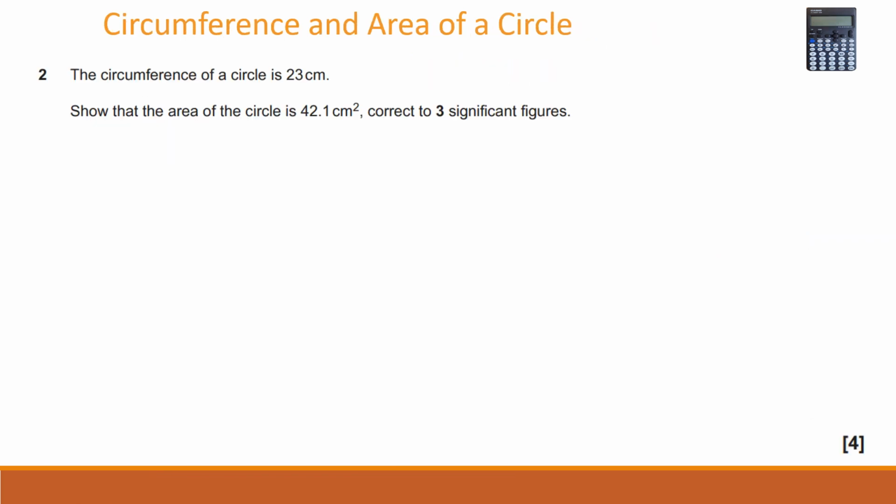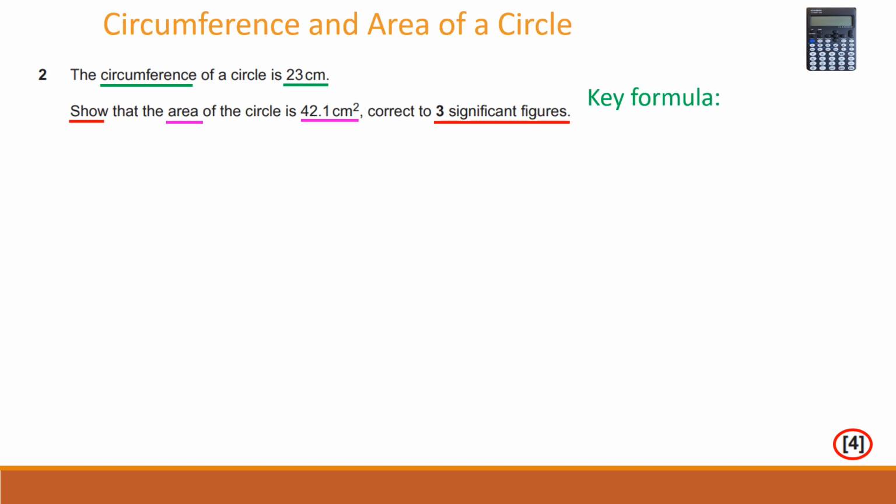This is a question linking the circumference and area of a circle. The key words in the question are the circumference. The circle is 23 centimetres, and you've got to show that the area of the same circle is 42.1 centimetres squared, correct to 3 significant figures. This is worth 4 marks.